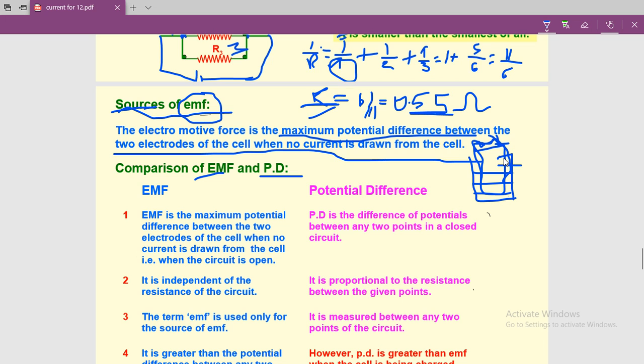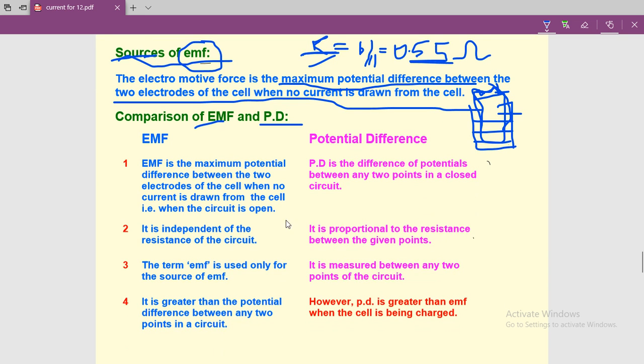It can be maximum or it can have different values, but EMF is always the maximum value of the potential difference when there is no current flowing through the circuit. So this is only one difference. Let's know other differences between EMF and potential difference.